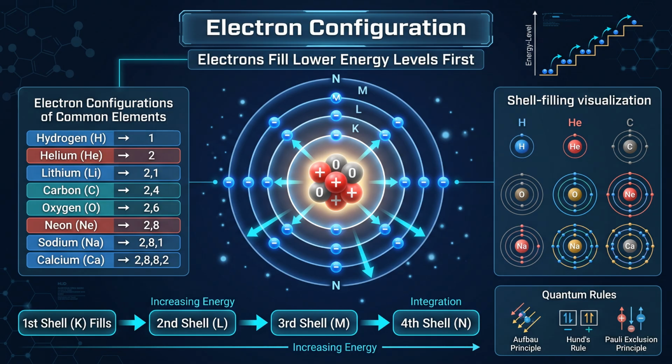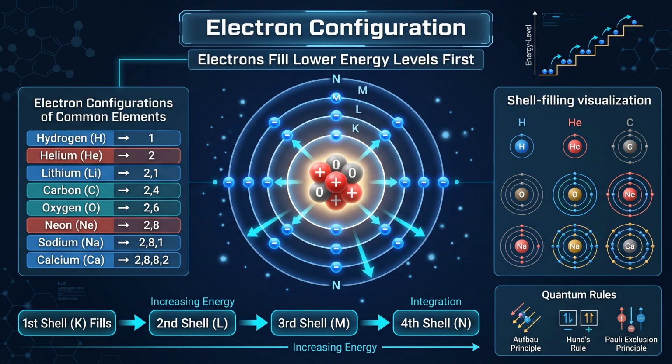According to the Aufbau Principle, electrons fill the available energy levels one by one, starting from the lowest energy level nearest the nucleus. The K shell fills first because it has the lowest energy. Once the K shell is full, electrons begin filling the L shell. After the L shell is filled, electrons enter the M shell, followed by the N shell and then the higher shells. This gradual filling of energy levels produces the electron configuration of every element.